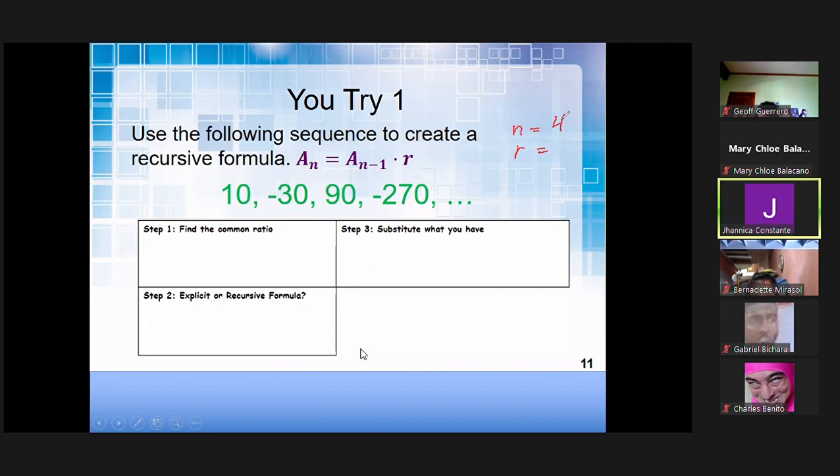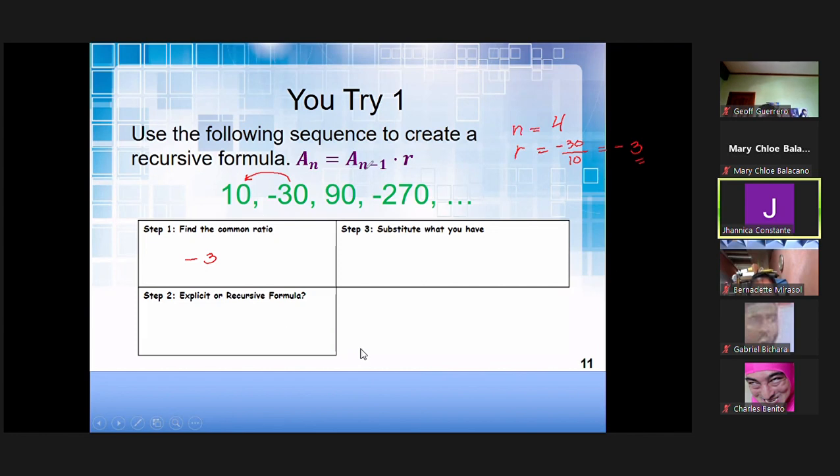So we have 4, and common ratio is the quotient when we divide two consecutive terms from our sequence. So kapag dinivide natin si 30 to 10, negative 30 divided by 10 is equal to negative 3. Okay. So negative 3 is our common ratio. So meron na tayong value ni n, meron na rin tayong value ni r. So we can now write the recursive formula.